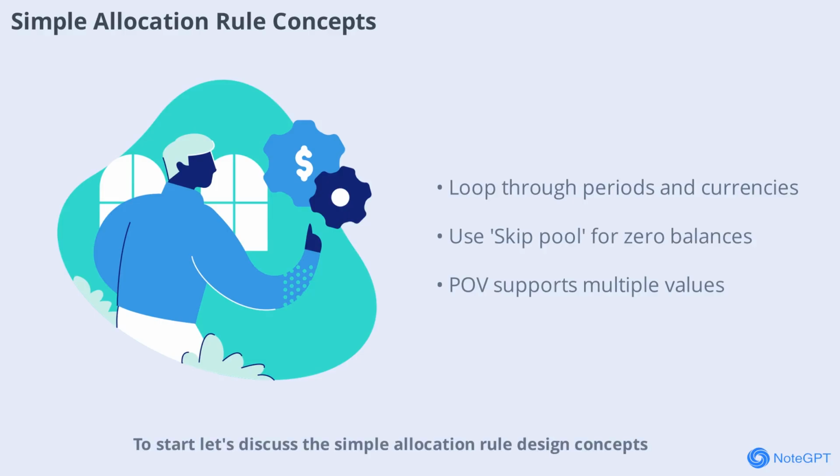Let's discuss the simple allocation rule design concepts. Allocation rules in Fusion allow you to distribute balances across accounts based on defined logic. You can loop through dimensions like accounting period, currency, and currency type. For example, multiple currencies can be included in the same rule by adding them to the POV, separated by commas.